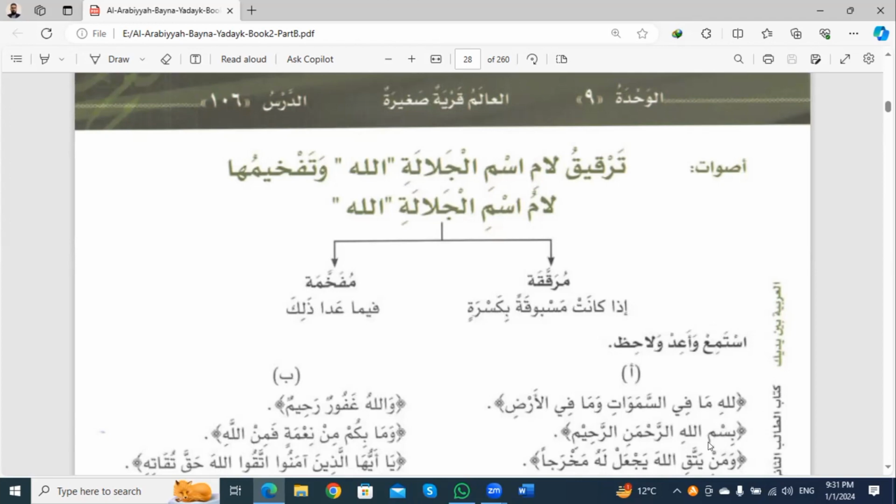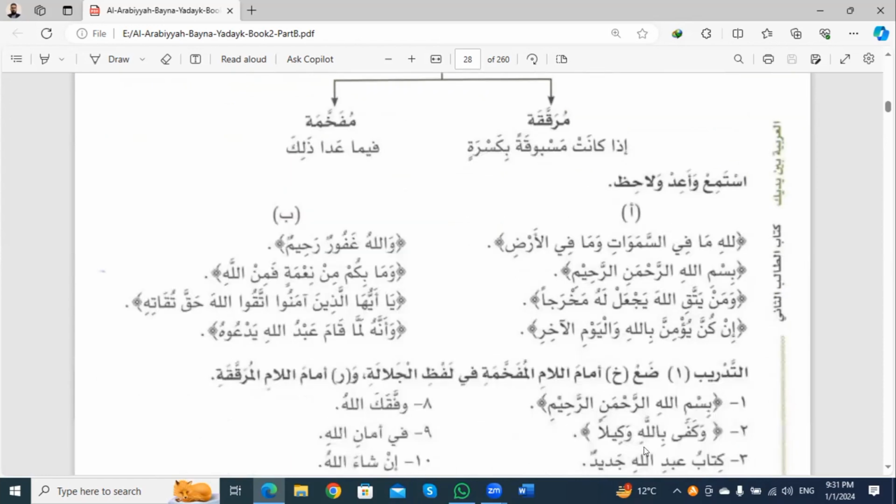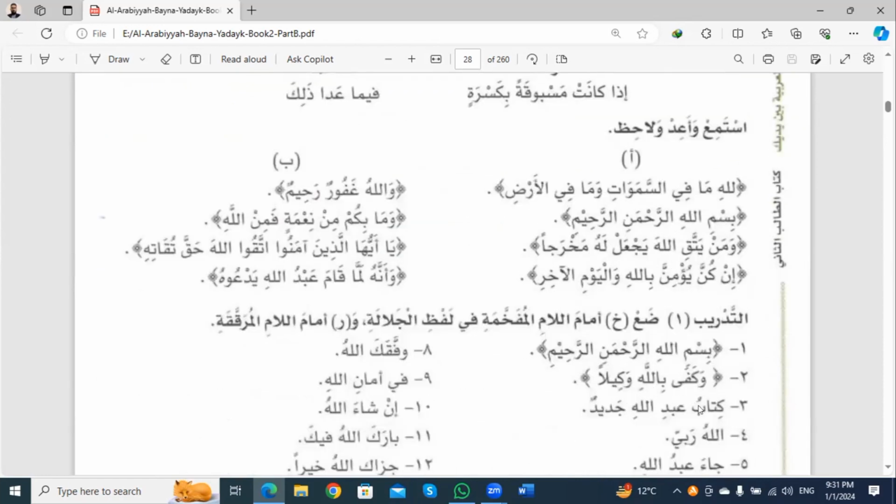So here you can say Bismillah. Here is Billahi. The kasra is put down here. Bismillahi ar-Rahmani ar-Rahim. وَمَن يَتَّقِ اللَّهِ. Here is kasra. وَمَن إِن كُنَّ يُؤْمِنَّ بِاللَّهِ. You can say here kasra was put in front of Allah. Billahi. This is billahi. Abdillahi. Kasra here.